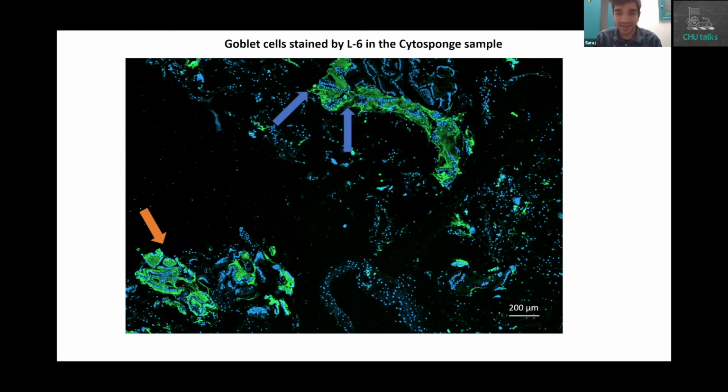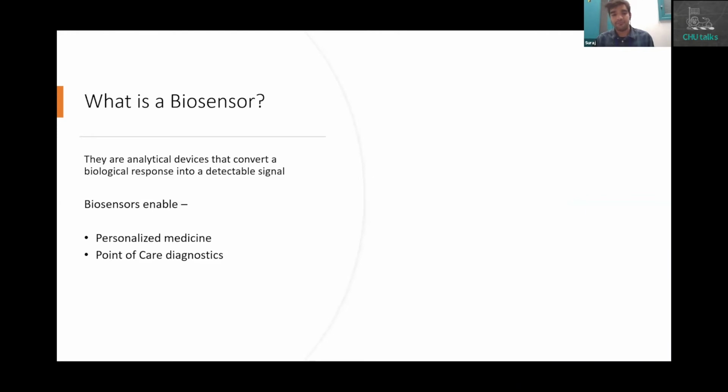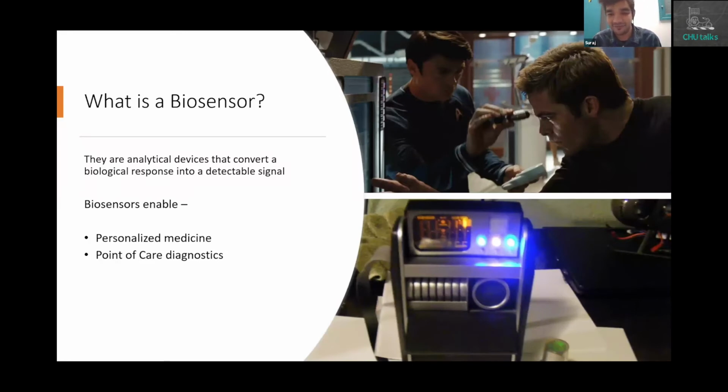So in working towards that, I guess the way to do that would be to build a biosensor. What a biosensor is, essentially, is defined as an analytical device that converts a biological response into a detectable signal. So that's the textbook definition. But essentially, to me, an ideal biosensor is this Star Trek tricorder. Anyone who's seen Star Trek would know that this is an amazing piece of futuristic technology that we all would love to have.